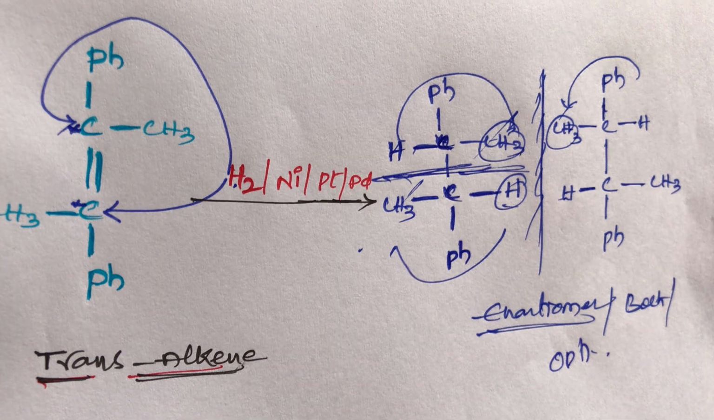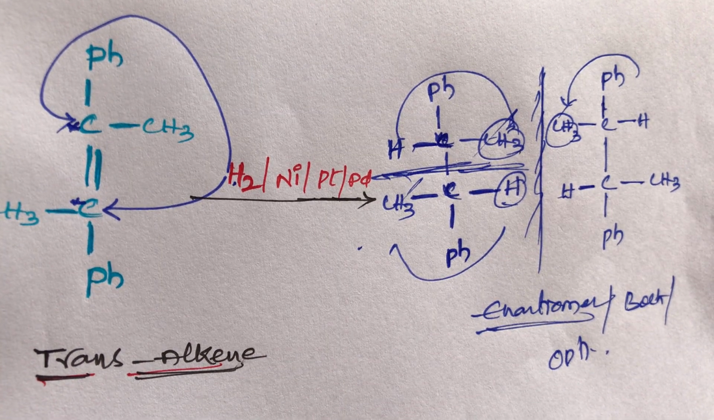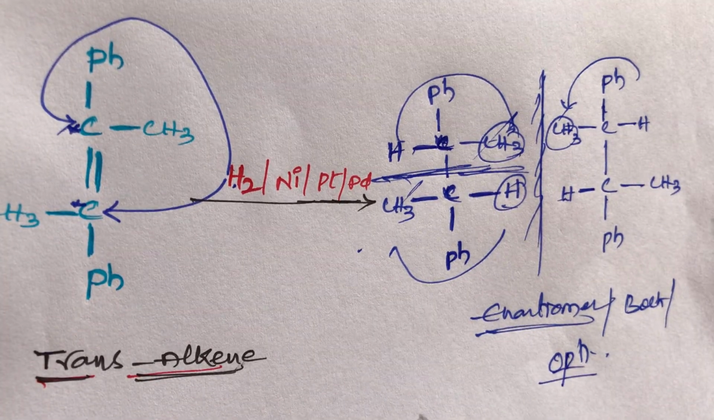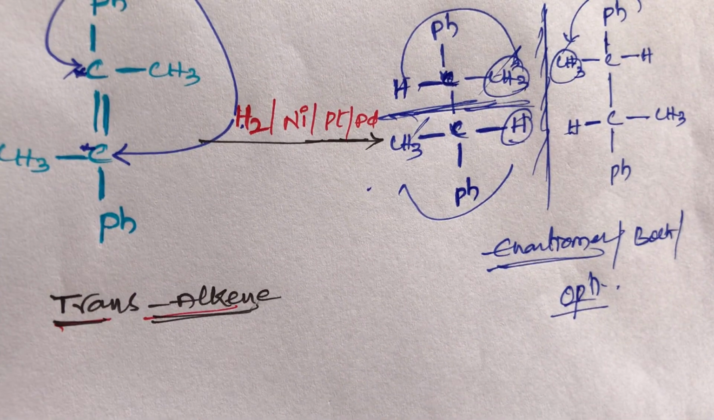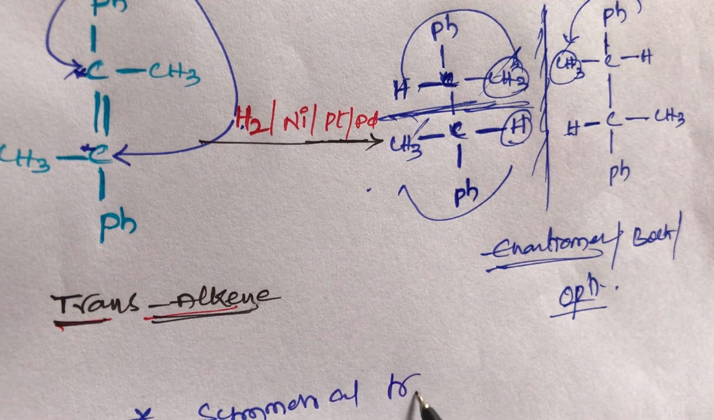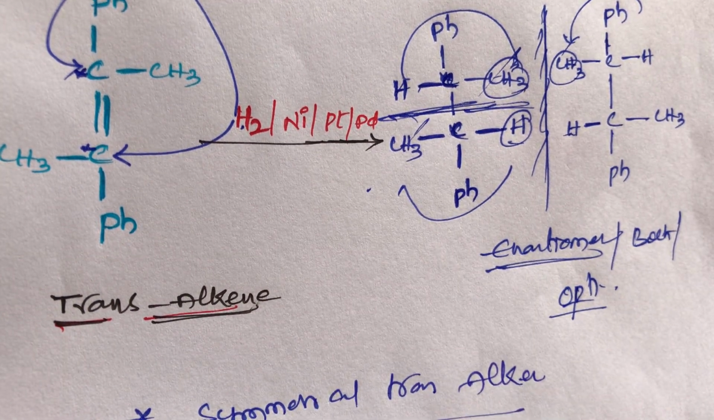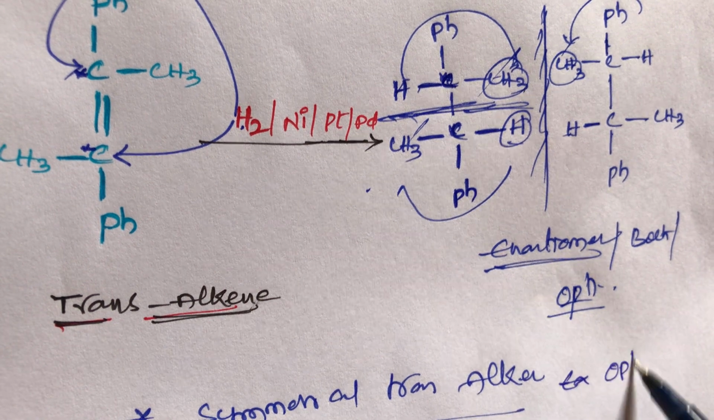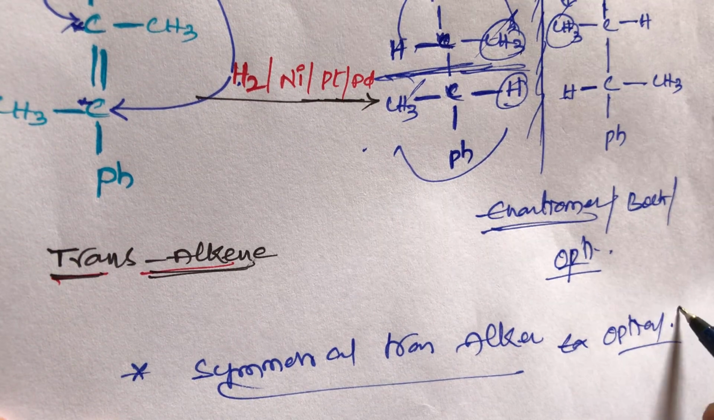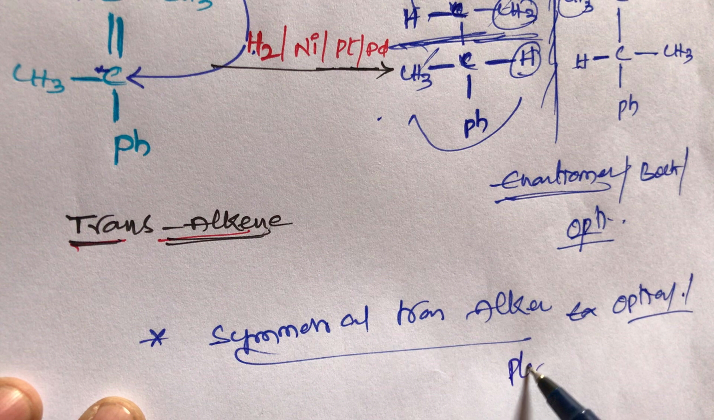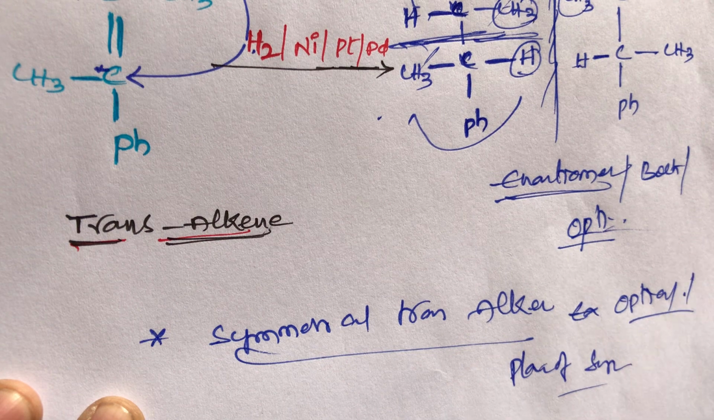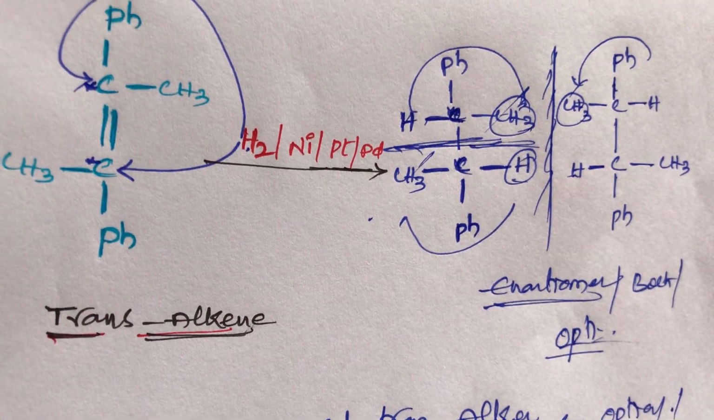In trans alkenes, on hydrogenation in symmetrical compounds, the product is optically active, student. Symmetrical trans alkene, it is very important, student. Symmetrical trans alkenes exhibit optical isomerism due to the absence of plane of symmetry. It is very important, it is optically active and mirror images, and a racemic mixture is also possible.